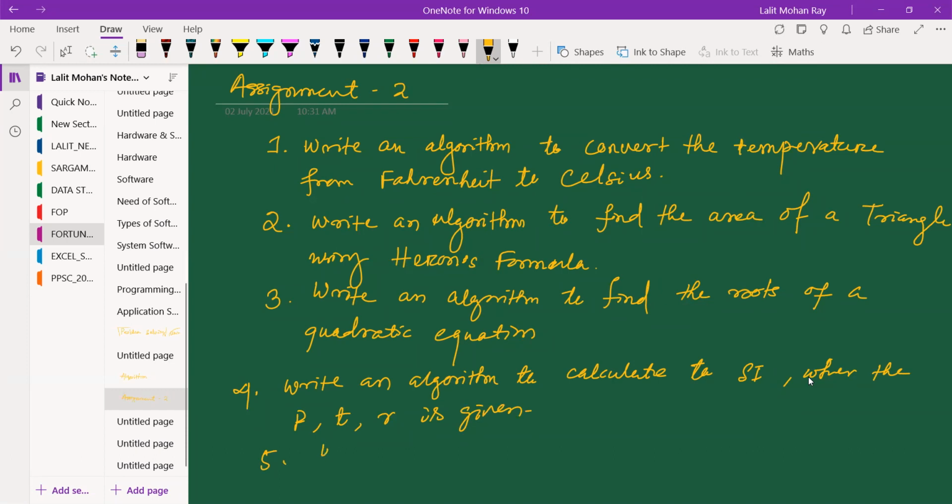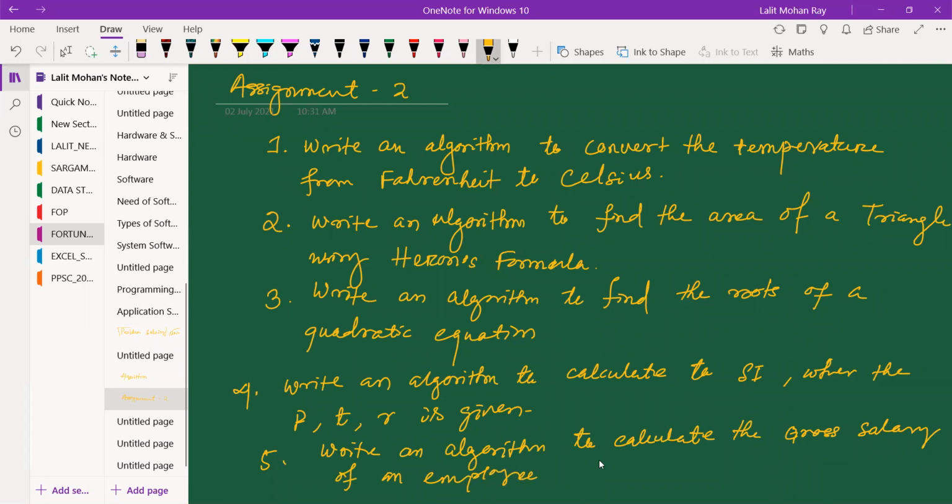Number 5, write an algorithm to calculate the gross salary of an employee where basic salary, percentage of DA, dearness allowance, HRA percentage, TA percentage are given.